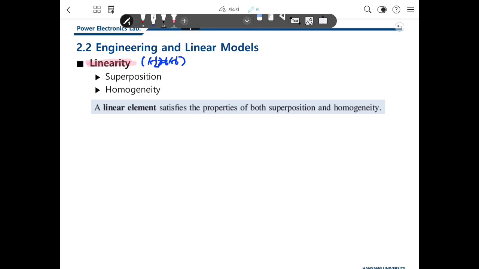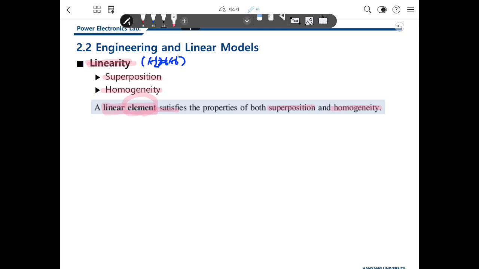To check the linearity, we need to know about two things: superposition and homogeneity. If something satisfies the property of superposition and homogeneity, then you can say that it is linear. Linearity is not defined only in electric circuits. Linear is a very huge concept.